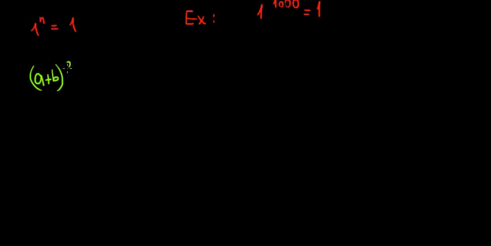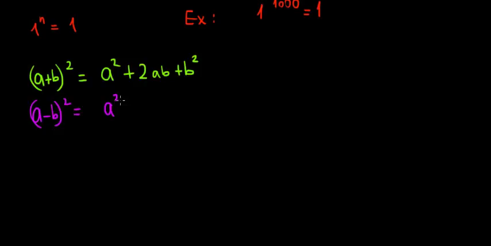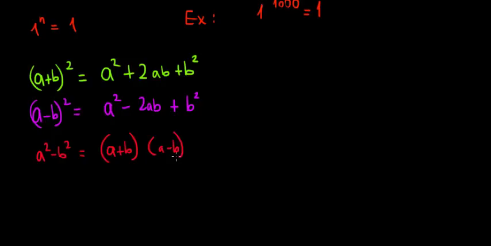A plus b to the power of 2. If we have two terms that we add together and take the second power, that's a squared plus 2ab plus b squared. What if we have a minus b to the power of 2? That's a squared minus 2ab plus b squared. And what if we have a to the power of 2 minus b to the power of 2? How can we write that in a different way? Well, that's just a plus b times a minus b. And that's it. Those are the most common, most frequent properties of powers.